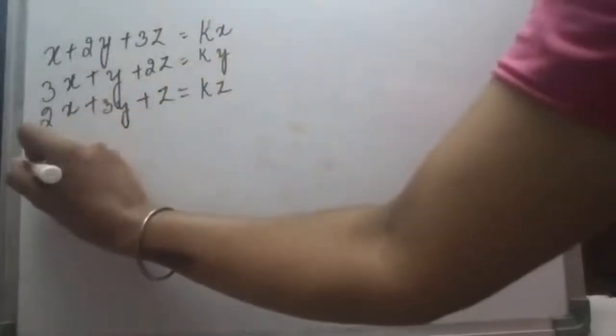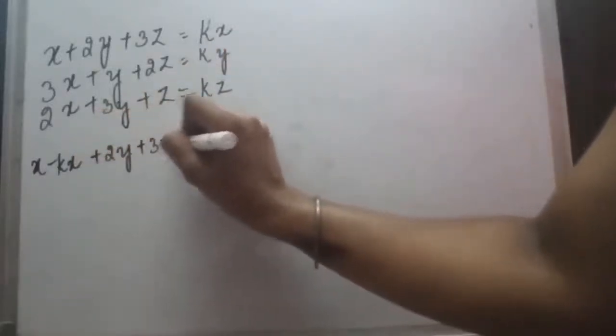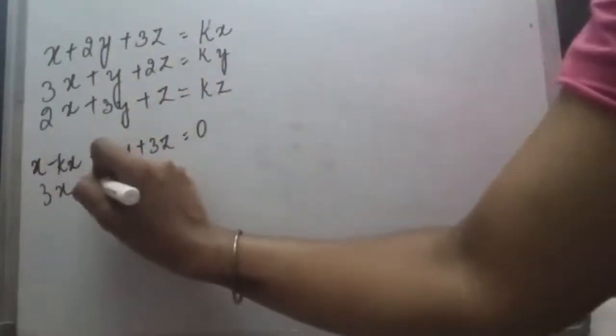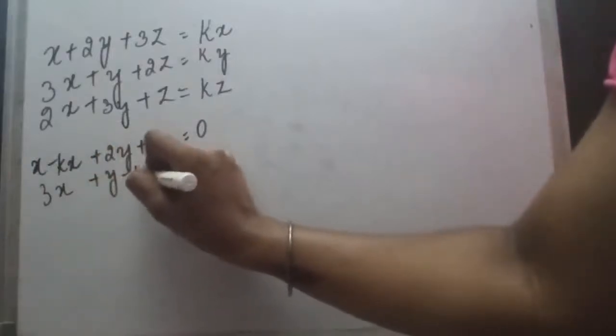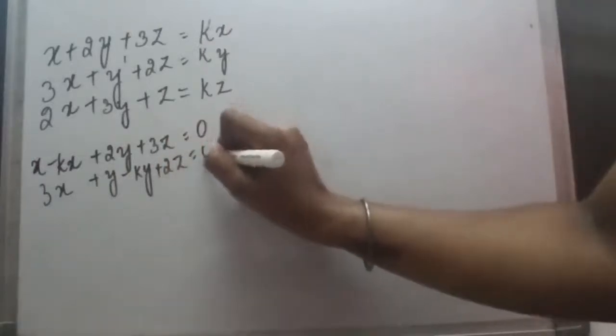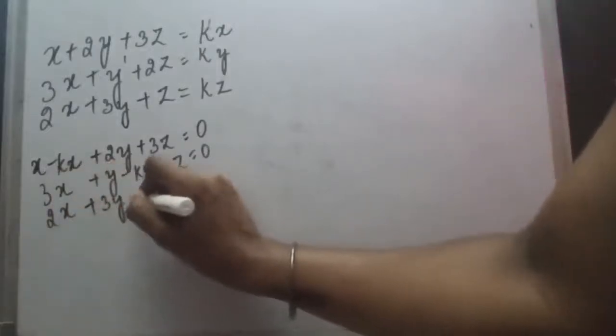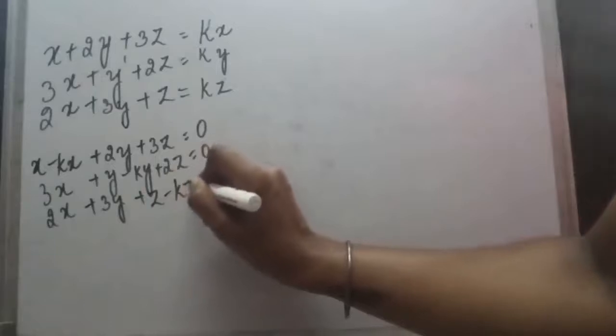So what we will do, as the first step, is take these elements to the left hand side. It will be x minus kx, because I am putting x together, plus 2y plus 3z, equal to 0. In the same way, second row: 3x plus y minus ky, because ky will come to the left hand side, plus 2z, equal to 0. In the third, 2x plus 3y plus z minus kz equals 0. In this way we have taken all the values from the right hand side to the left hand side.